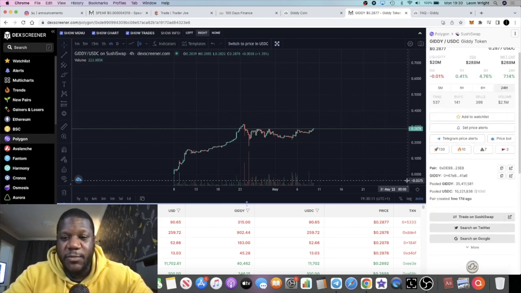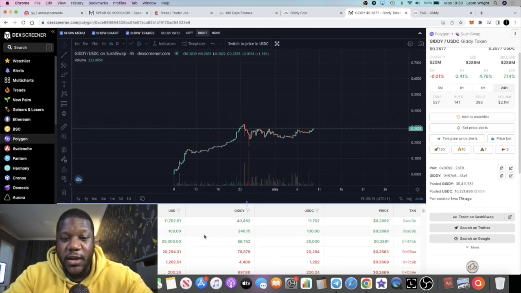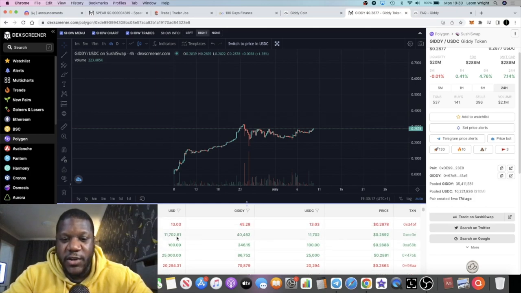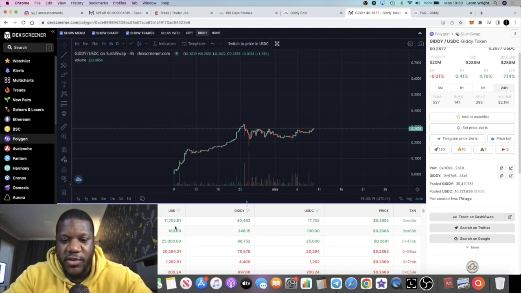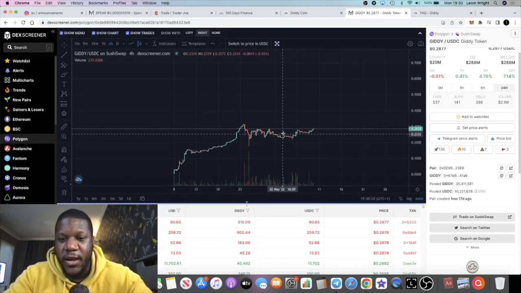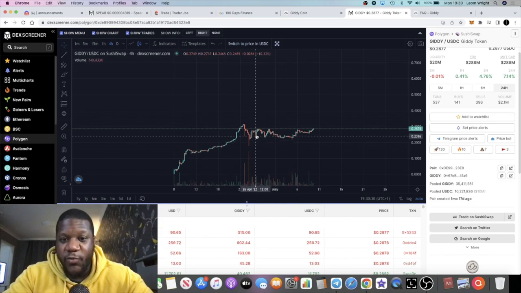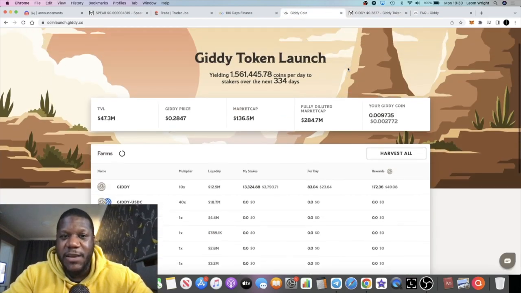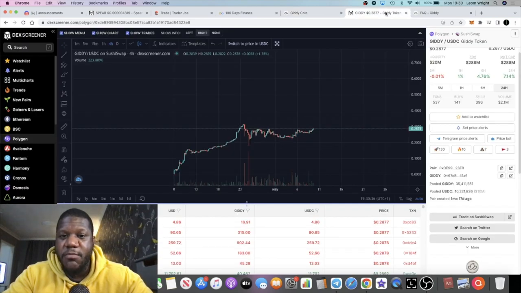Now, if you look at some of the buying action on this token, you can see that other people are evidently bullish. You have an $11,000 buy there, just under $12,000, a $25,000 buy there, a $50,000 buy there. So if you are one of those chart watchers, you'll see that the smart money and the whales are accumulating Giddy. Okay, so obviously that is a bullish sign for this token, in my opinion.